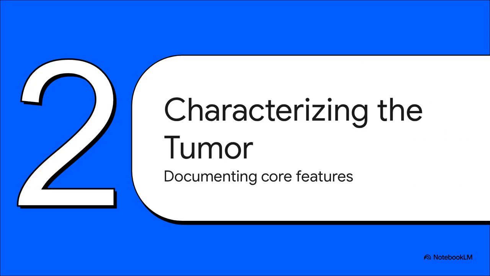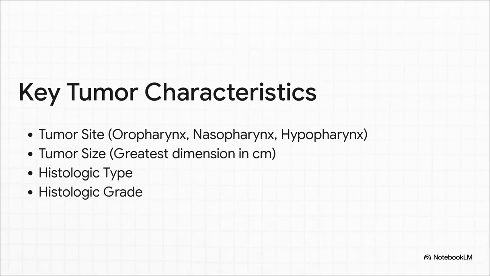All right, we've confirmed our specimen fits the bill. Now we can get to the good stuff. Section 2, characterizing the primary tumor. This is where we start digging into the details of the cancer itself. For any tumor, you've got to document these four key things: its exact location in the pharynx, how big it is in centimeters, the histologic type, and its grade.